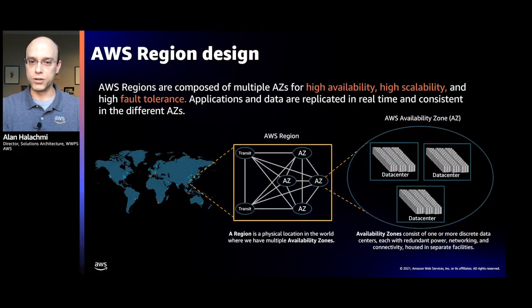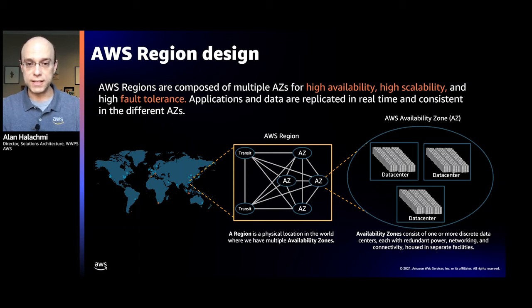We group data centers within a region into fault-isolated clusters we call availability zones, or AZs. Each region has multiple availability zones. An AZ consists of one or more discrete data centers, each with redundant power, networking, and connectivity, housed in a separate facility within a region. Our AZs interconnect with high bandwidth, low latency networking over fully redundant, dedicated metro fiber, providing high throughput and low latency networking between availability zones.